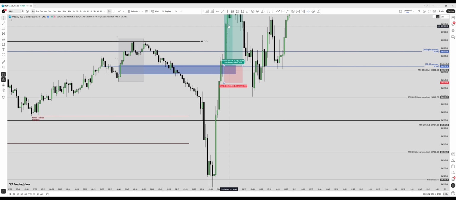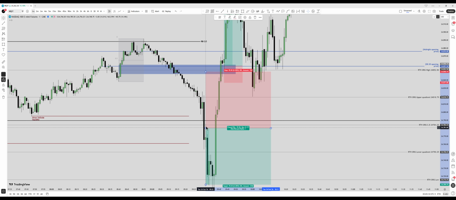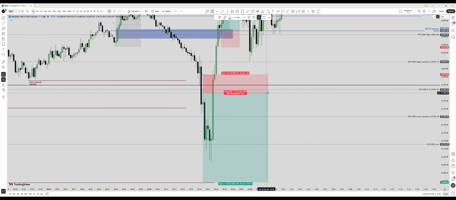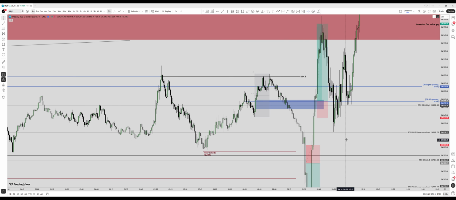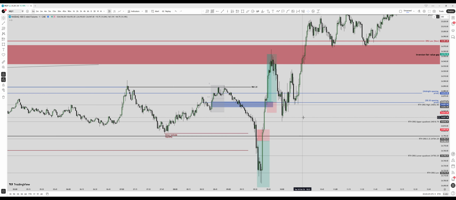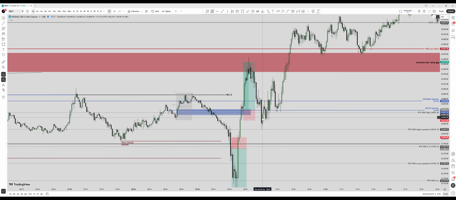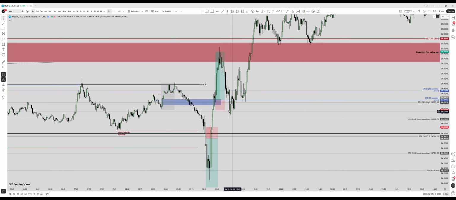I also had the short, which I partialed from right here. I had the short that I took partials from as well. So price action was very, very clean, and my trade was very good as well.